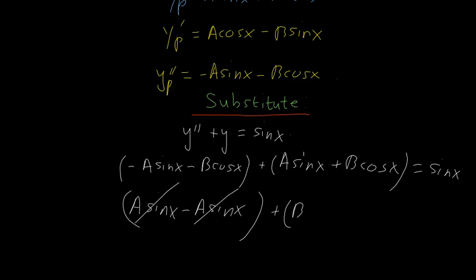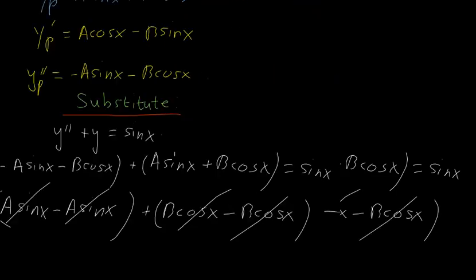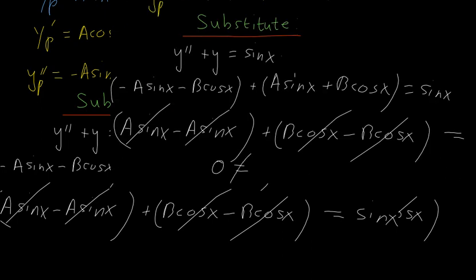My writing today. Time to get a new pen. B cosine x minus b cosine x. B cosine x. Cancel. You'll notice that this does not equal sine x, right? 0 cannot equal sine x. So that means that our guess was wrong.